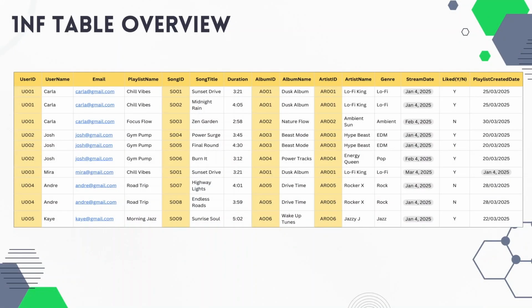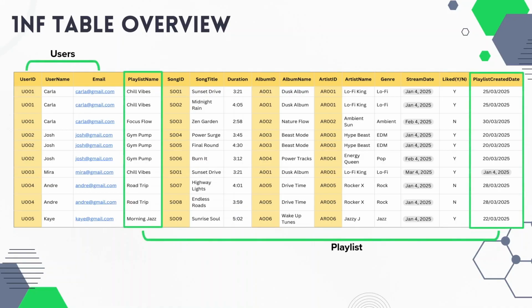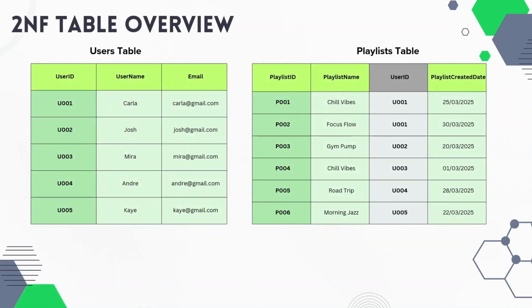With these rules in mind, let's take a look at the first normal form table overview. In this table, all the information such as users, playlists, songs, and playback history is in a single table. This design still has redundancies. To address this, we move to the second normal form.